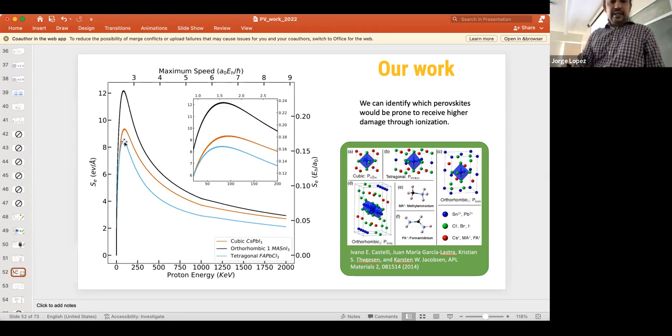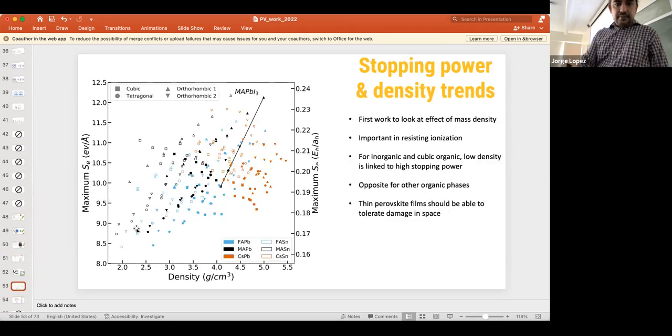Again, here there's a peak. That means that if the protons are coming with this energy, they're depositing a lot of energy into the system. If they're coming with more speed, they don't have enough time to interact with the system, so they don't damage everything as badly. And we did all of this calculation. So this is what we had to do after that.